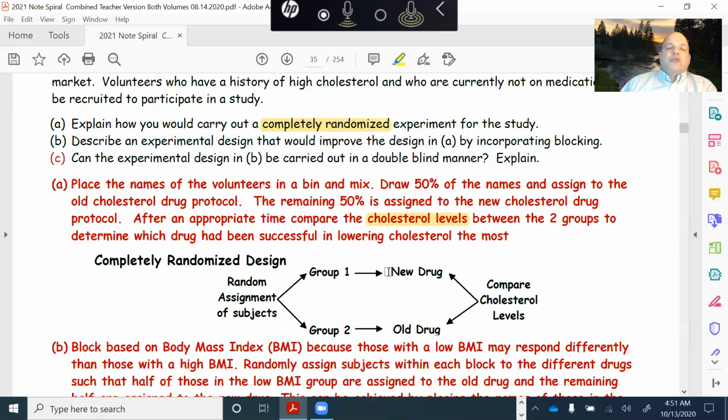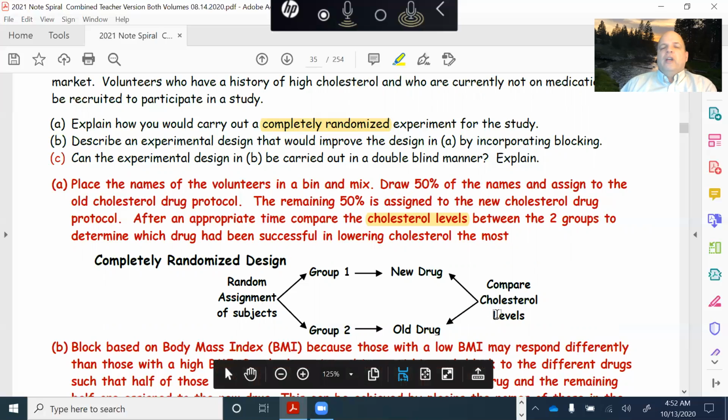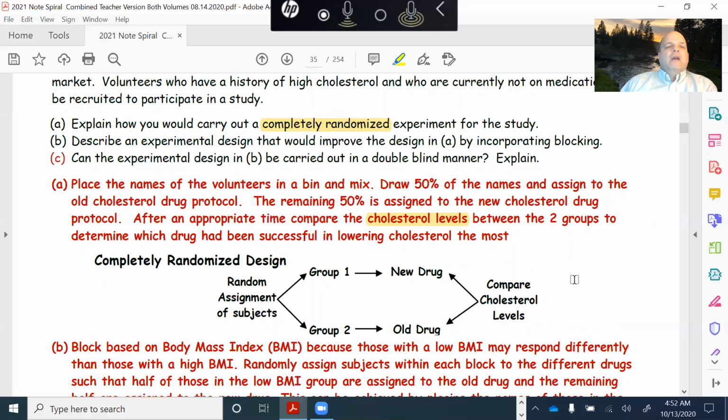Then we said our treatments. So we have one explanatory variable, which is drug type, which had two levels, the new drug and the old drug. And at the end of time, our response variable is cholesterol level, which we compare. So describe an experimental design that would improve by incorporating blocking.